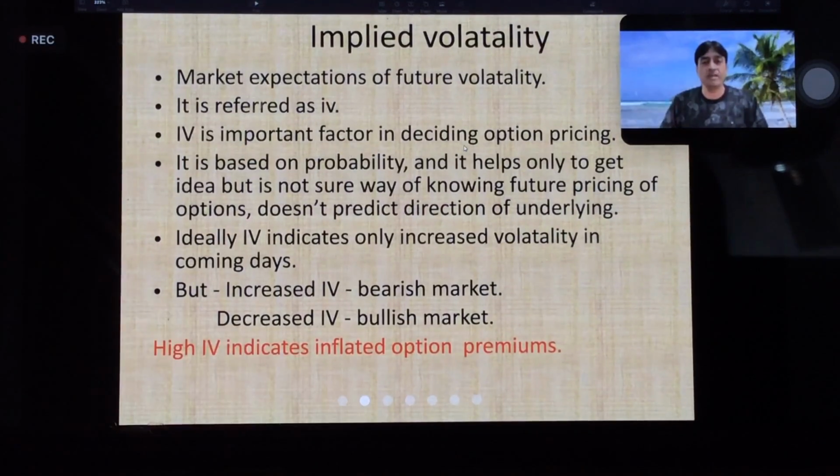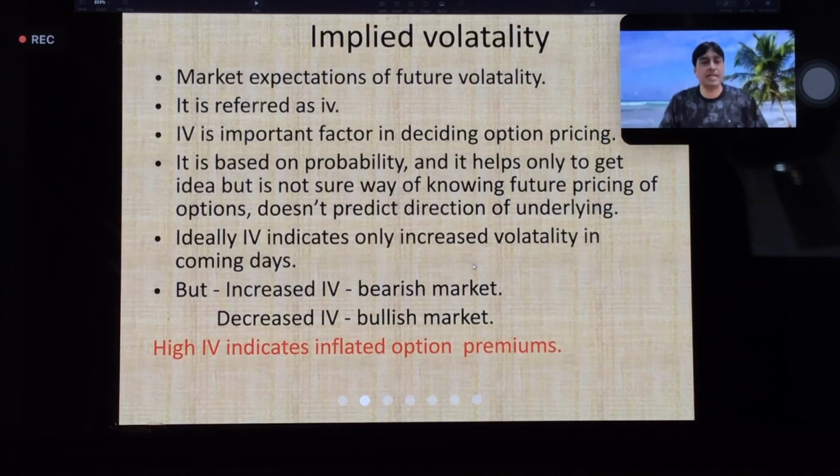So IV is an important factor in deciding option pricing. It is based on probability and it helps only to get an idea, but is not a sure way of knowing the future price of options. It doesn't predict the direction of the underlying. Ideally, IV indicates only increased volatility in coming days. But the common consideration is that increased IV is bearish and decreased IV is bullish. High IV indicates inflated option premiums.